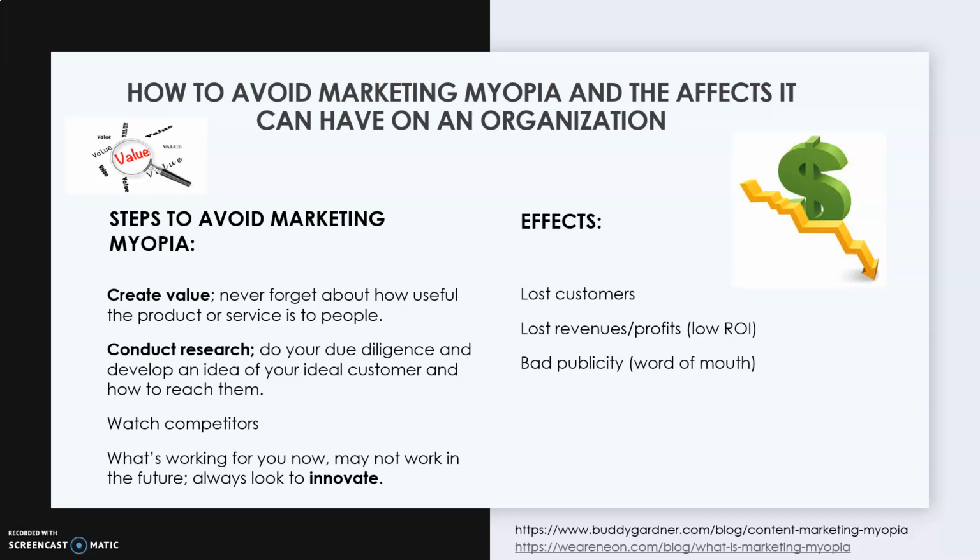Next is how to avoid marketing myopia and the effects it can have on an organization. So some steps to avoid marketing myopia include creating value. Why would anyone invest in your product if they see no value or usefulness in it? Second, conduct research in order to develop a buyer persona, or in other words, do your due diligence and conduct research to develop an idea of your ideal customer in order to cater to their needs and understand them. Also, watch competitors. And finally, always look to innovate and glance into potential future business practices.